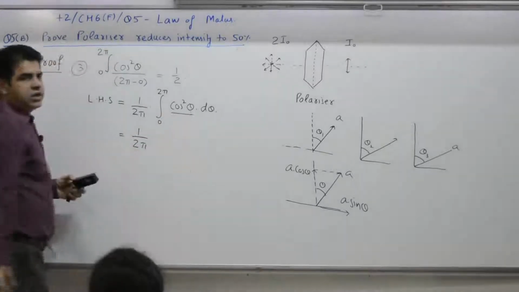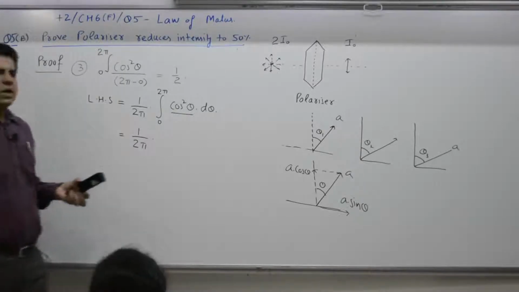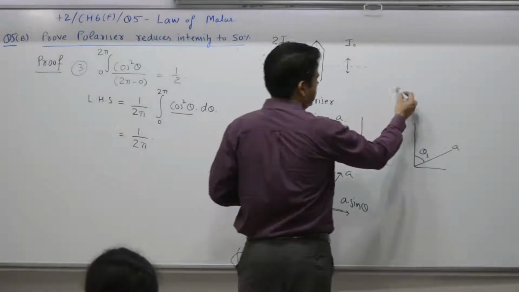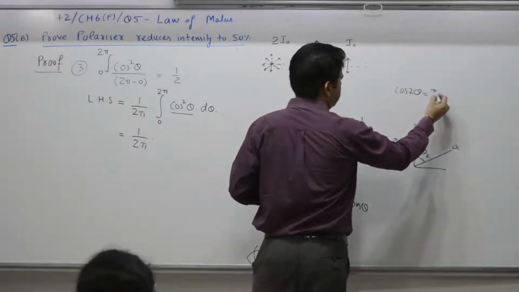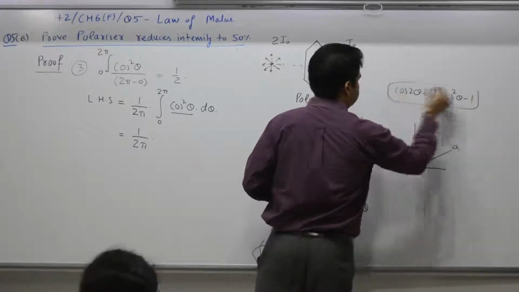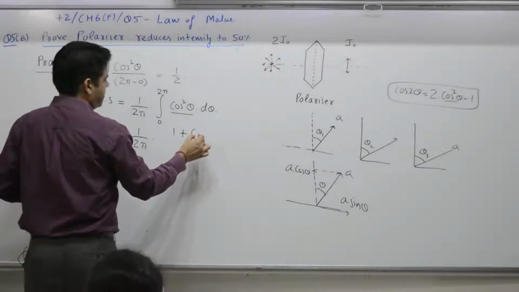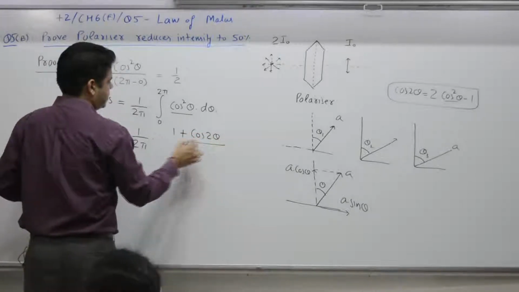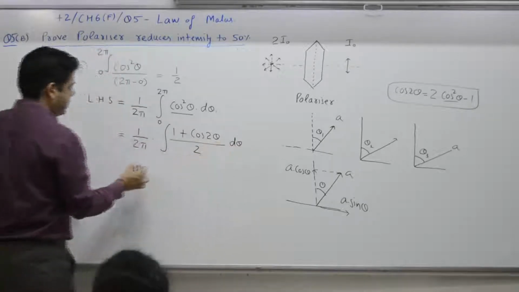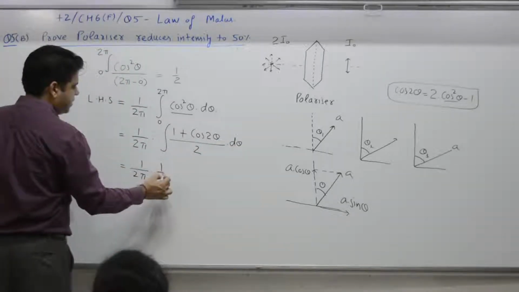Cos square theta is what? Cos 2 theta is 2 cos square theta minus 1. So cos square theta is equal to 1 plus cos 2 theta by 2, integration. It is equal to 1 by 2 pi. You can take 1 by 2 out.